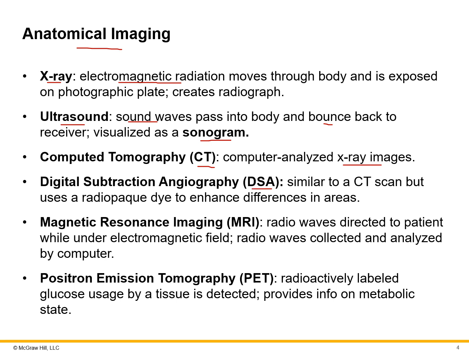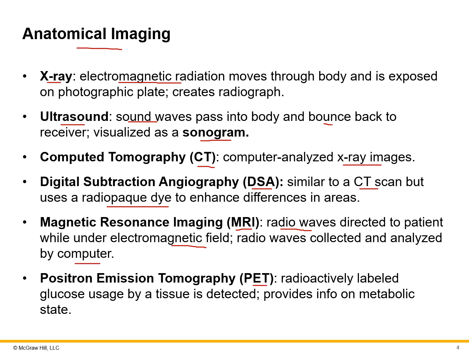Then a DSA, not quite as one that you may be as familiar with, but this is digital subtraction angiography. So this is similar to the CT, but it's using radiopaque dye. So instead of using the electromagnetic radiation, it's using a dye to enhance differences in an area. And then the last two, probably ones you have heard of, an MRI, which is magnetic resonance imaging. This is using radio waves directed while under an electromagnetic field. So kind of combining the electromagnetic that we talked about with x-rays, but also using radio waves. And those waves are what are collected and analyzed by the computer.